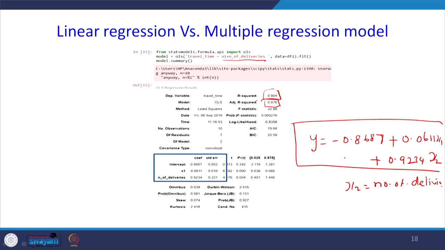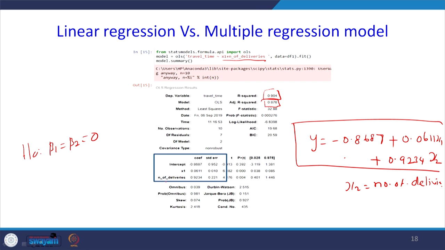The other point you have to understand is the p value for each independent variable. What is the null hypothesis here? H naught: beta 1 equal to beta 2 equal to 0. Look at the p values here. For x1, it is 0.00, so we have to reject the null hypothesis. When I reject the null hypothesis, beta 1 is not equal to 0.